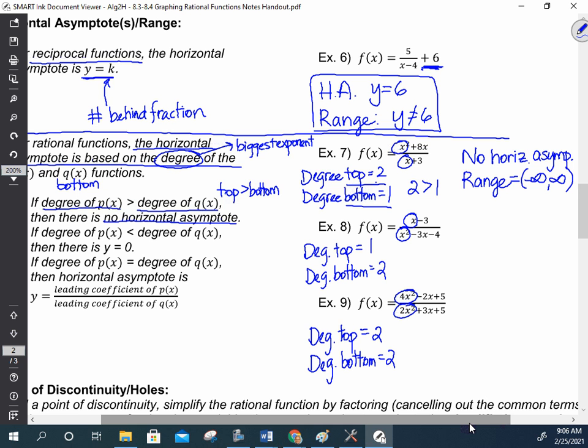So that's if the top is greater than the bottom. What if the top is less than the bottom? Then your horizontal asymptote is y equals 0. So 1 less than 2. So your horizontal asymptote is y equals 0. In your range, y can't equal 0.